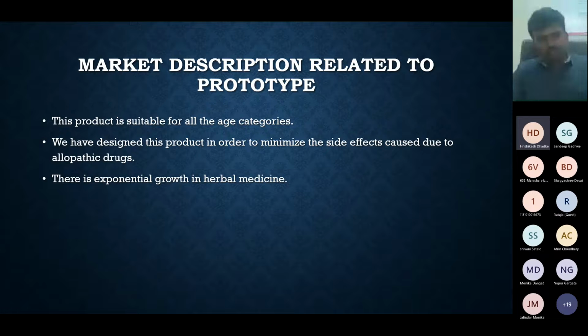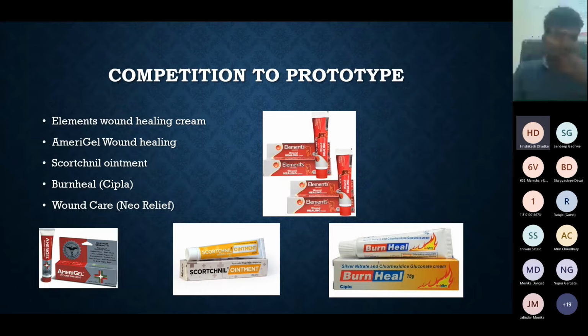As this is a herbal medicine, it has exponential growth in the pharma industry market. Also, we have formulated this prototype in order to minimize the side effects caused by allopathic drugs, such as itching or irritation. Then the competition to the prototype is the wound healing cream by Elements, Amerigel wound healing, Snorchnil ointments, Burn Heal by Cipla, and Wound Care. For these allopathic formulations, the cost ranges from around 100 to 150, or maybe a maximum of 200.